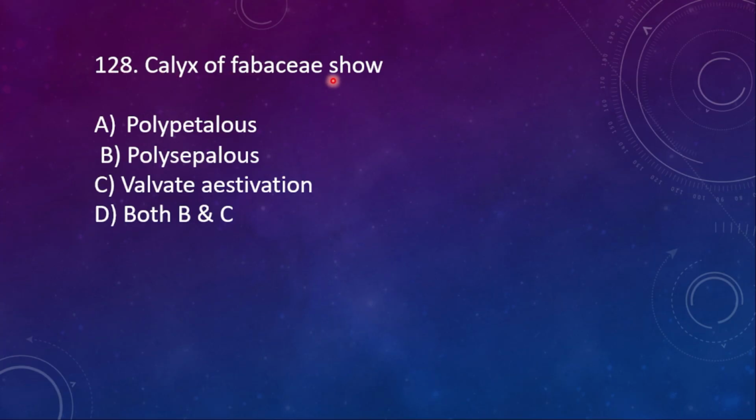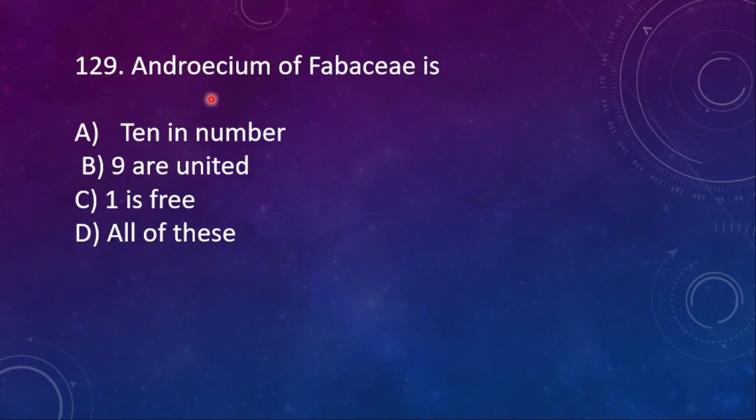128. Calyx of Fabaceae shows: A. polypetalous, B. polysepalous, C. valvate aestivation, D. both B and C. Here the correct option is C, valvate aestivation. 129. Androecium of Fabaceae is: A. 10 in number, B. 9 are united, C. 1 is free, D. all of this is correct. Fabaceae's specification is the 9 plus 1 condition, with a total of 10 androecium in number. So all of this is correct.